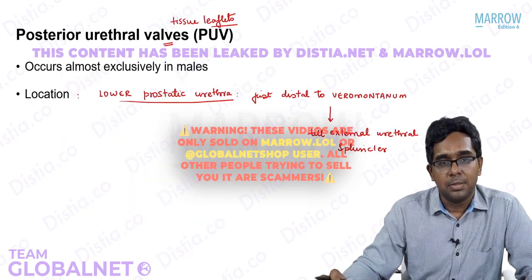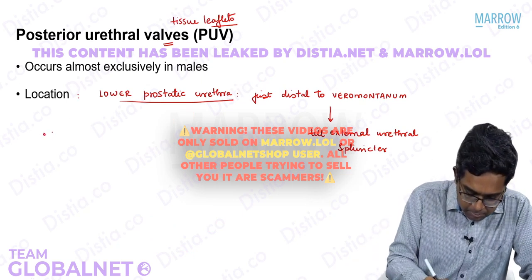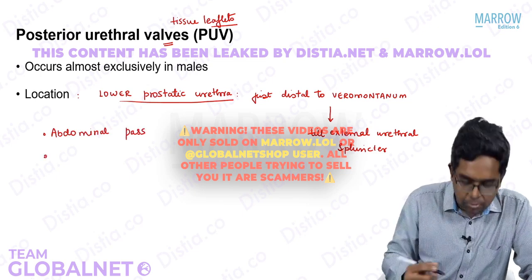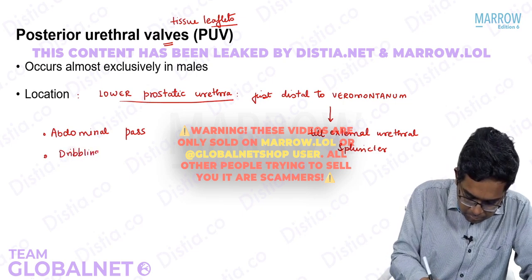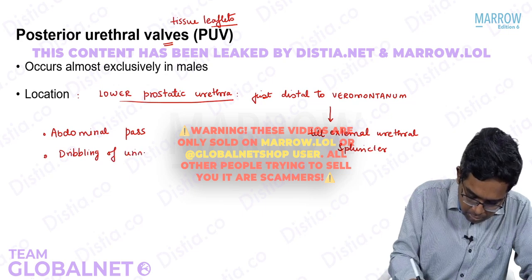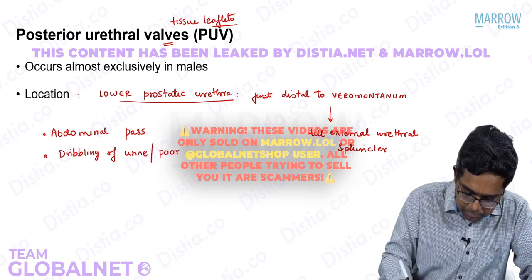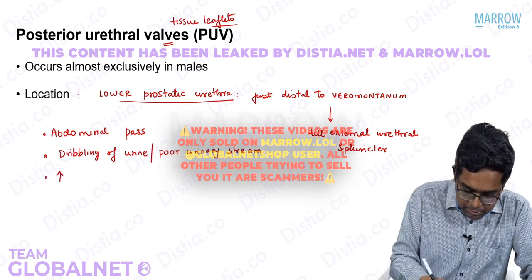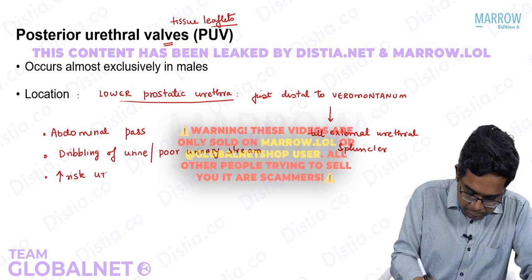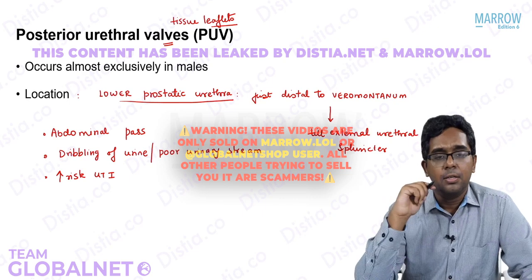Now, what is the typical presentation? Because of the hydroureteronephrosis, they can present with abdominal mass. Because of poor urinary stream, they can present with dribbling of urine during micturition, or the mother can tell you that when the boy is passing urine, it is a poor urinary stream. And because of stasis due to obstruction, there is also increased risk of urinary tract infection. These are the characteristic features of the posterior urethral valves.